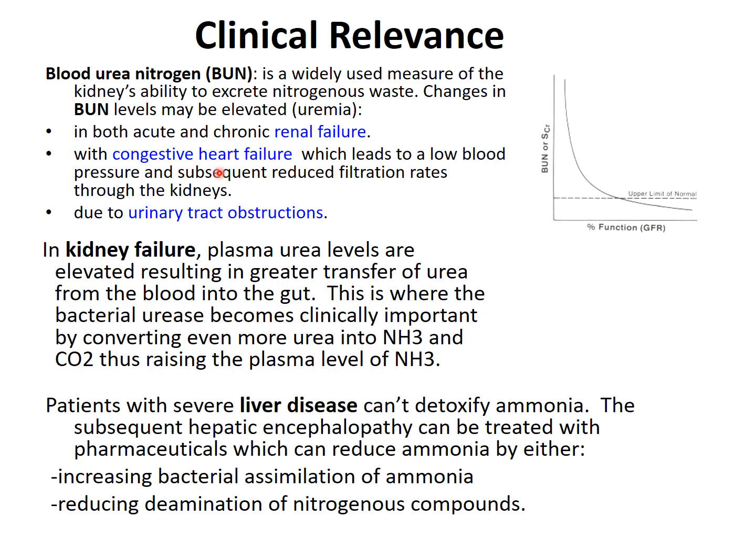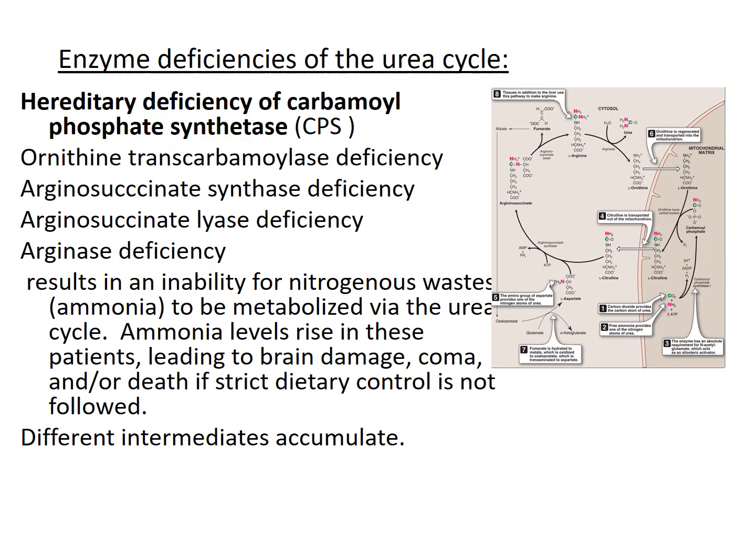Clinical relevance. Blood urea nitrogen is a measure of how the liver and kidney work. If kidney is not working, blood urea nitrogen will be high. If liver is not working, blood urea nitrogen will be even lower than the normal level because it will not be produced by the liver. However, in case of liver disease, ammonia level will shoot up, and this is the measure of liver disease.